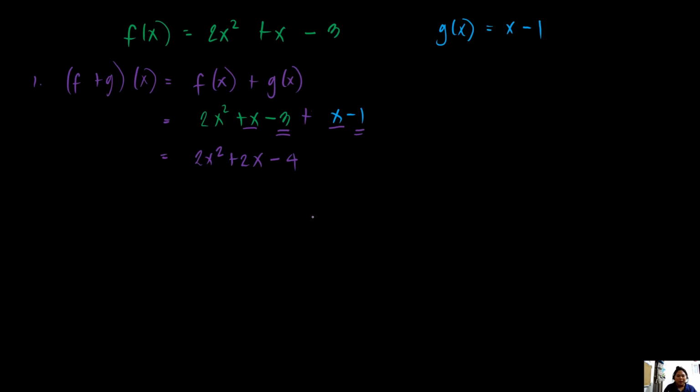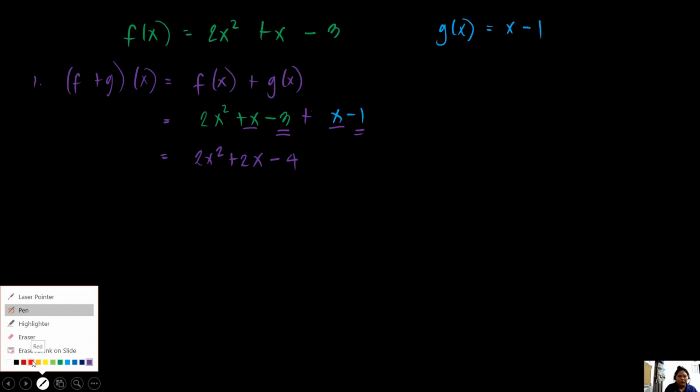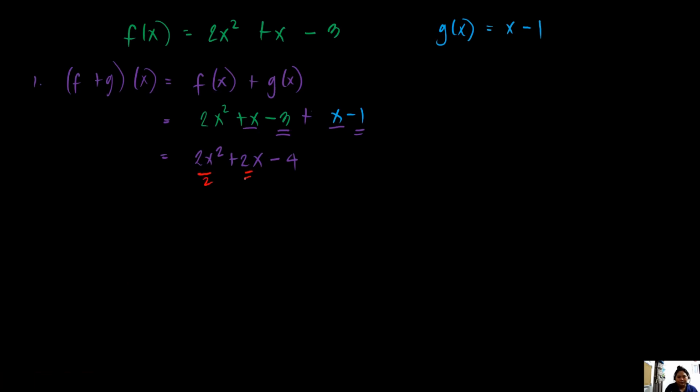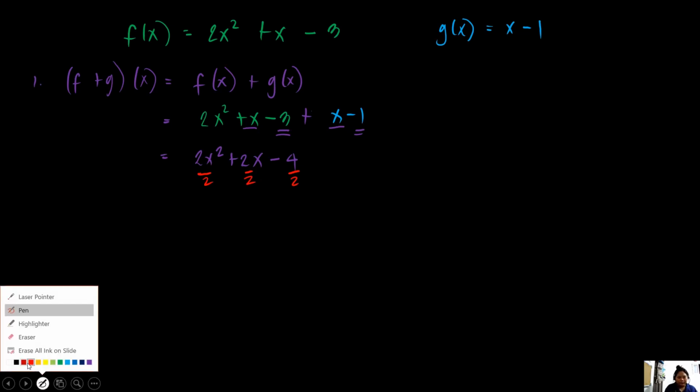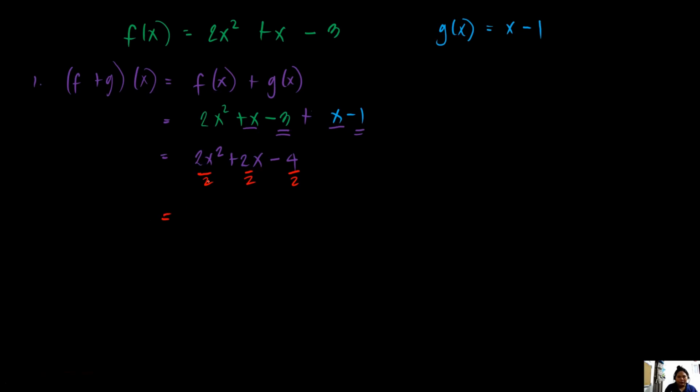As you can see, all the numerical coefficients and the constant are divisible by each other, meaning they have a common factor, which is 2. So we can simplify this one. We're just going to divide them by 2 since 2 is the greatest common factor of them all. For this equation to be simplified, we will have x squared plus x minus 2. So this is our final answer.